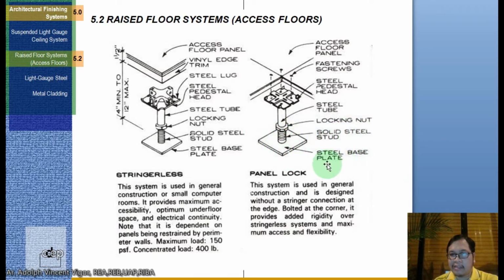So this is the general detail for it, but like what I've said earlier, it would really depend from supplier to supplier. So I encourage you guys to visit construction exhibits and then talk to the suppliers there on the various services that they offer so that you have advanced knowledge already, because these are important systems, not only for your board exam, but also for your future careers as architects.